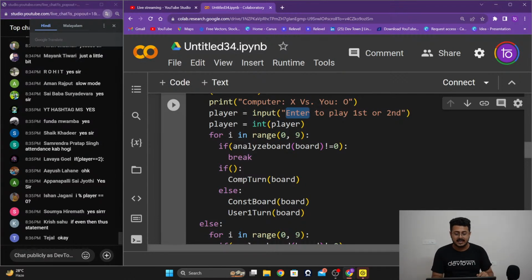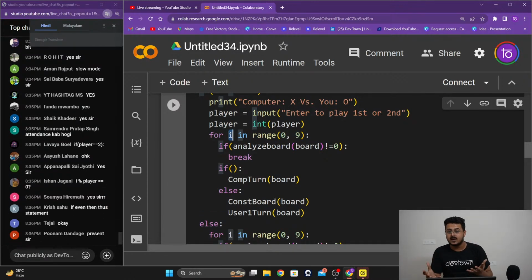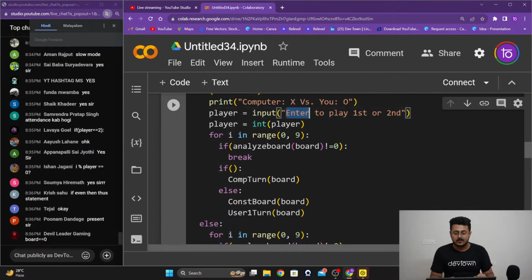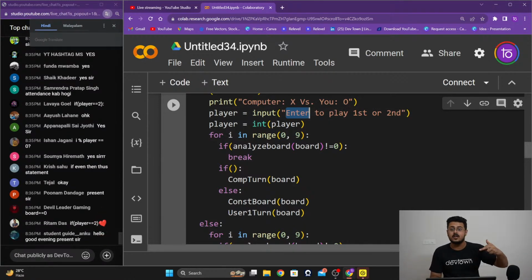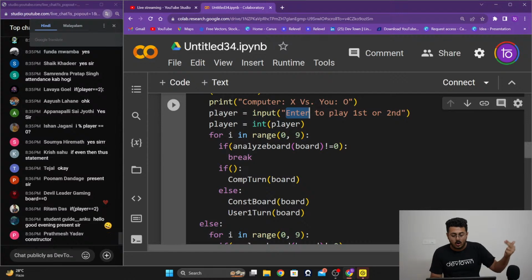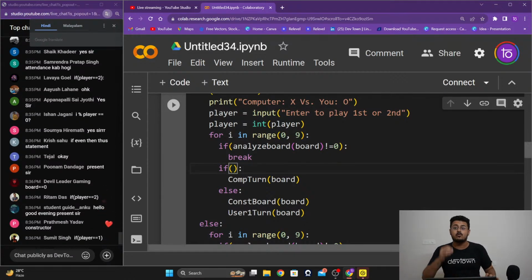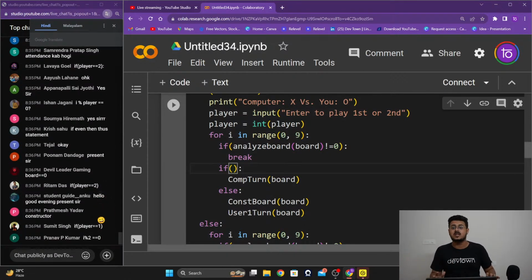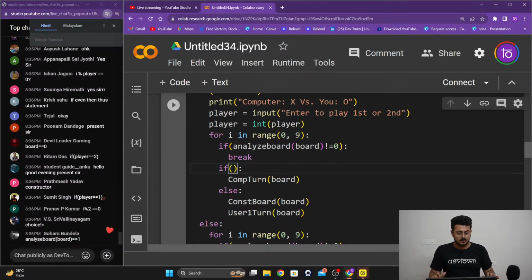We need to integrate I, that is the current, whose chance it is. I is basically telling whose chance it is. Okay, we need to integrate that with the player, that is whether he went first or second, because that is also something that we need to take into equation. And according to that, we need to put up a condition for when will be the computer's turn coming up.